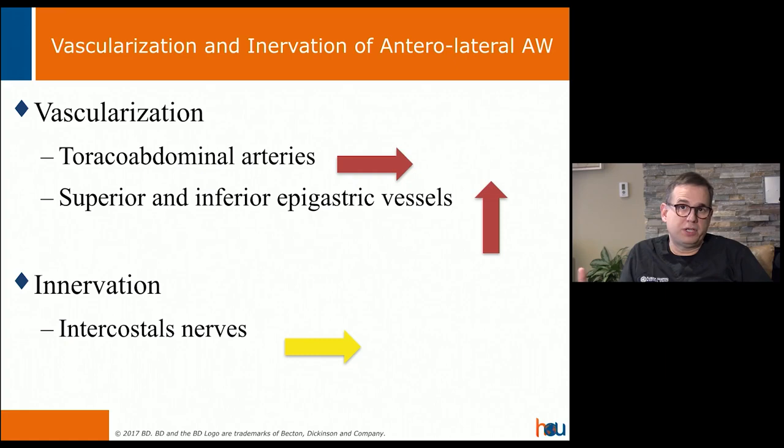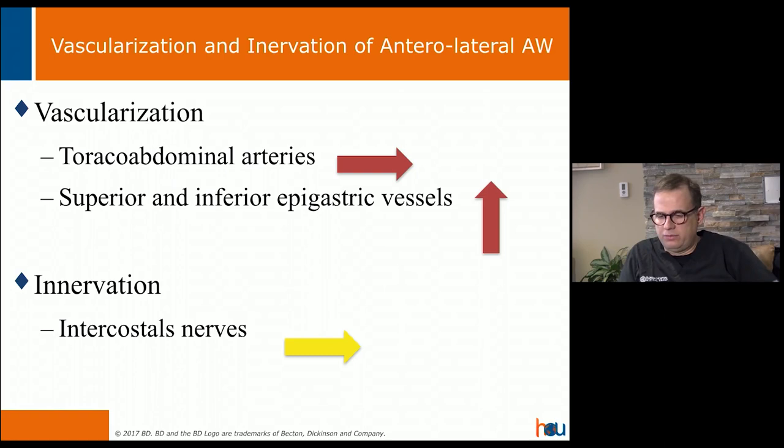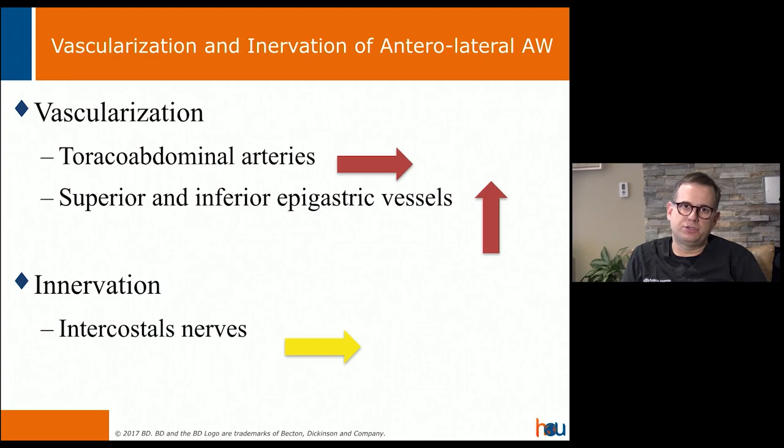In innervation, we just have one system, that is the intercostal nerves that run on the transverse aspect, with orientation from posterior to anterior. So those are the main key points on vascularization and innervation.